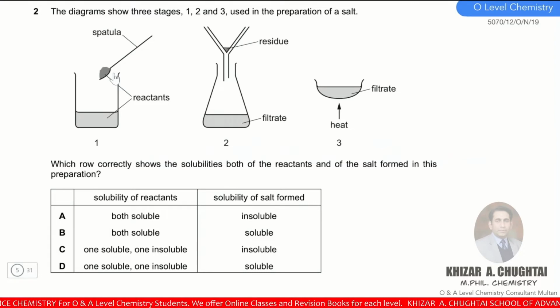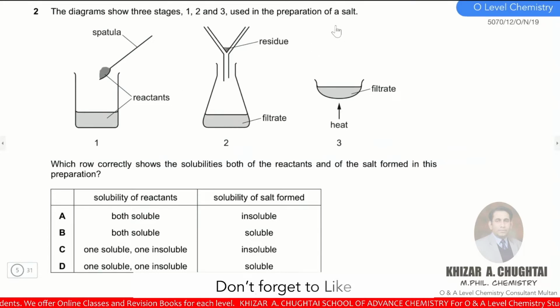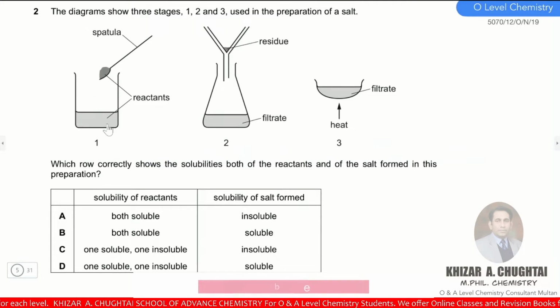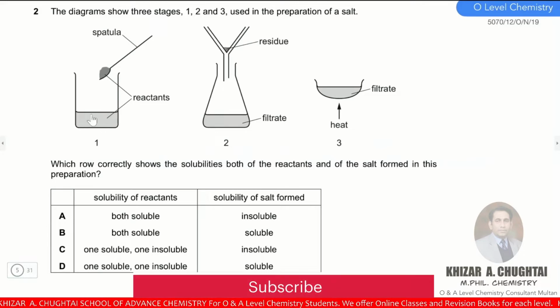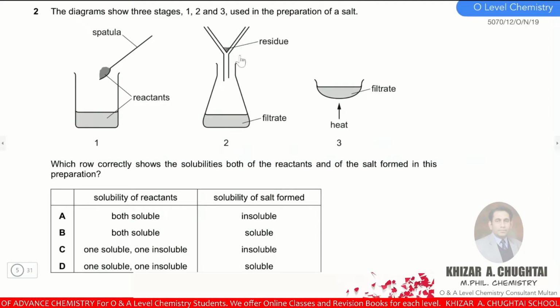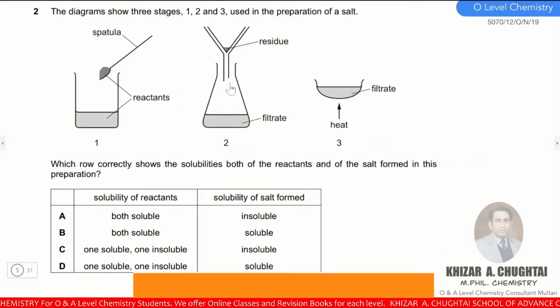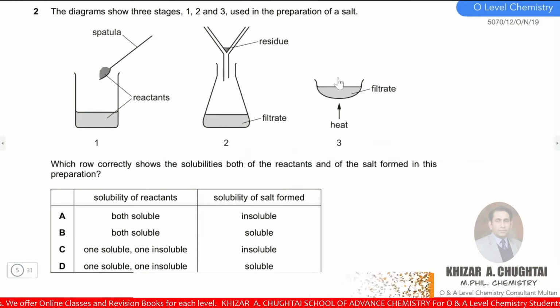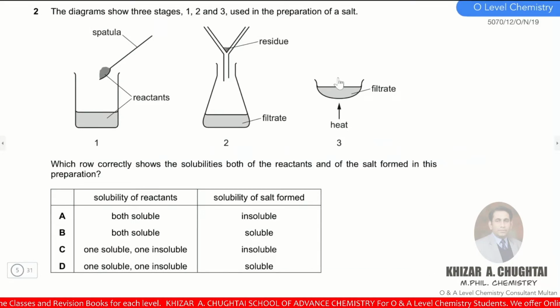Question number 2. The diagram shows 3 stages, 1, 2 and 3, used in the preparation of a salt. Stage 1, a spatula having the reactants. It may be more than one, and some of the solid is going to dissolve into the liquid. The next one is the filtration process, in which we are going to separate the residue and the filtrate. The third one, we are going to heat the filtrate. Obviously, this heating is done for the purpose of crystallization.